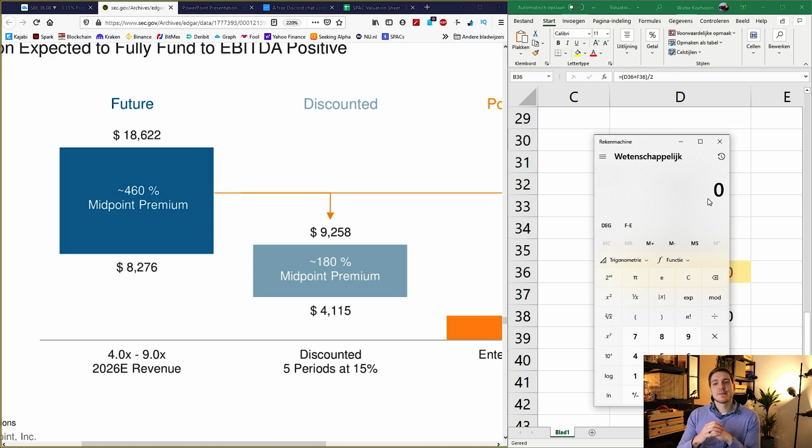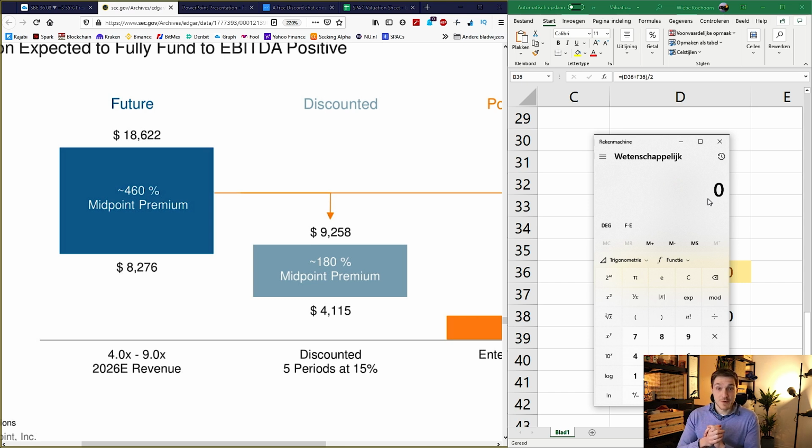For the discounted enterprise value, we're also going to need two numbers. The first number we're going to need is the number of years we're going to need to discount it back. I'm going to explain that in a second. The second number we're going to need is a discount rate. Also going to explain that in a second. First of all, the number of years to discount it back.